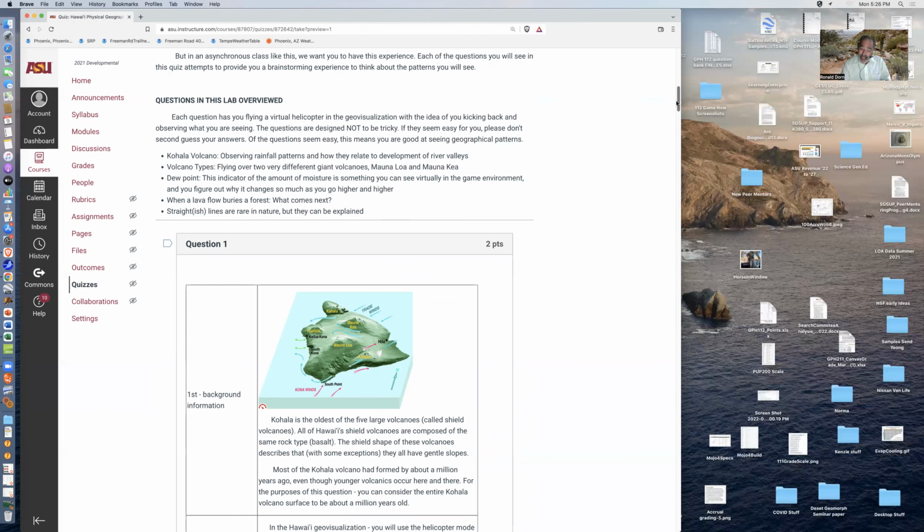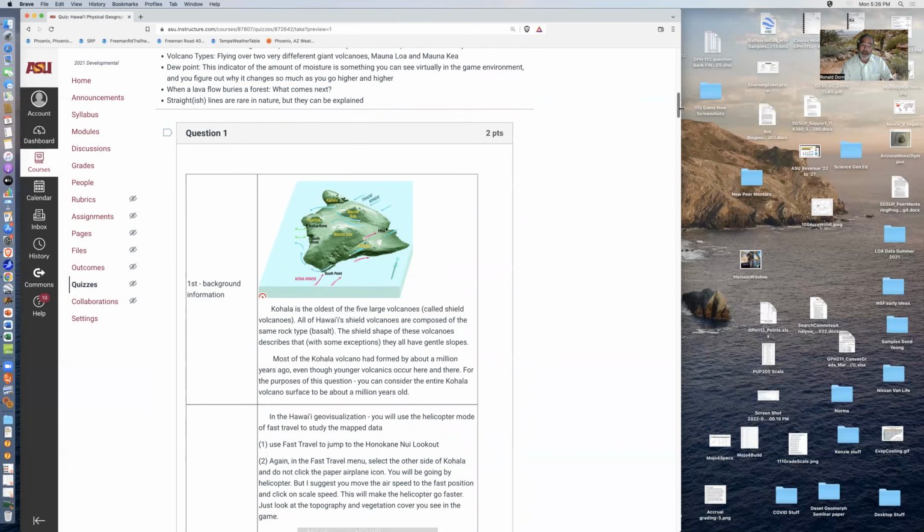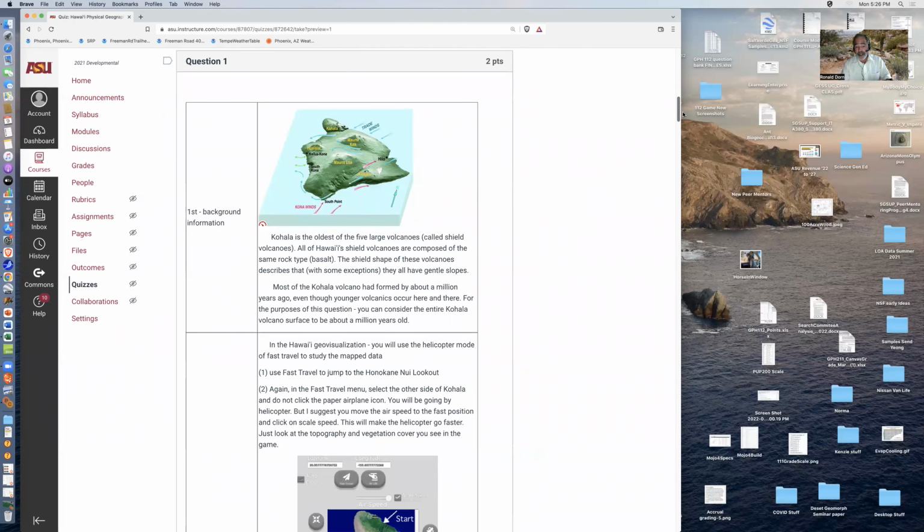So this lab in particular is designed for you to brainstorm. And so in all of the questions in this lab, we're going to start out providing you with some background information about one of the topics of physical geography, in this case on the Big Island of Hawaii. So the background information is that Kohala, the volcano here, is the oldest of the 5 large shield volcanoes. And the Hawaii shield volcanoes are all composed of the same rock type called basalt. And most of Kohala volcano was built over about a 1,000,000-year period. So the surfaces are quite old, a million years.